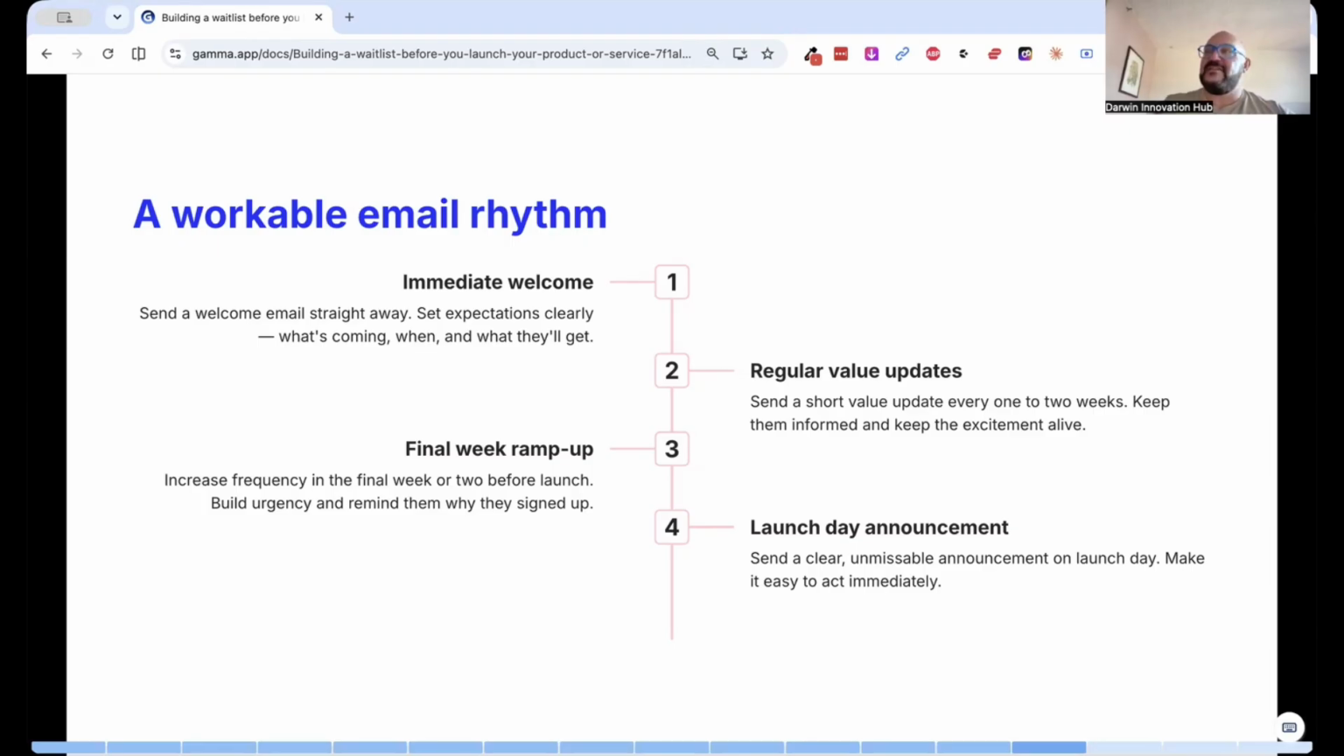And then on launch day, that's when you have your big announcement. The clear, unmissable, big announcement on launch day. It's so easy for them to go click and they buy the thing or they sign up for the thing, or whatever you need that action to be, it's on.